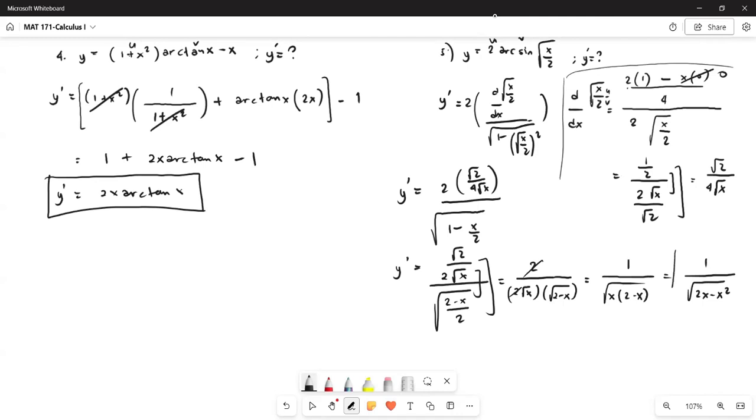So therefore, ito na yung ating final answer, or pwede pa natin yung irrationalize. Multiply lang natin yung both numerator and denominator into square root of 2x minus x squared. Magiging square root of 2x minus x squared over 2x minus x squared. But ito ay acceptable naman na.